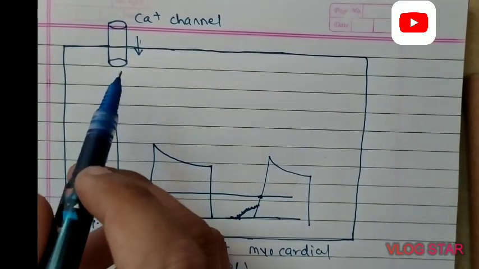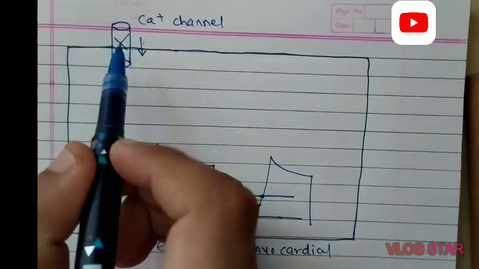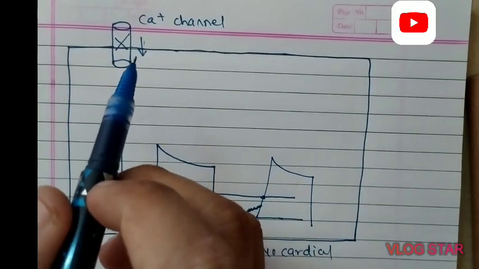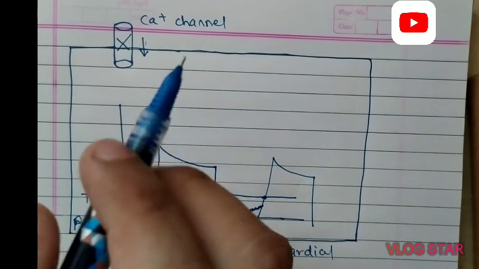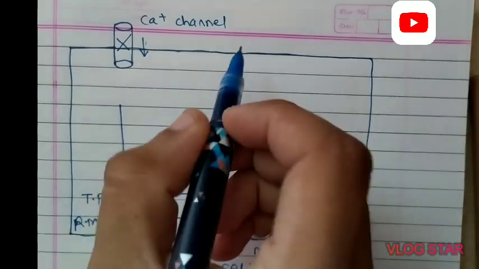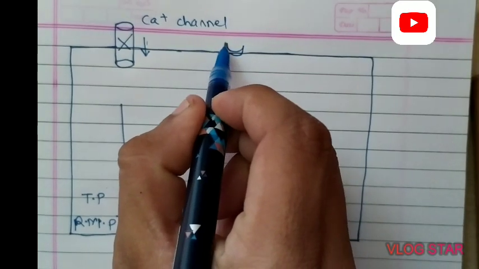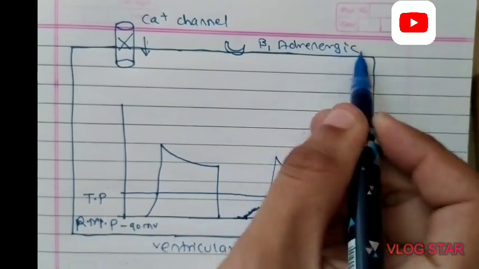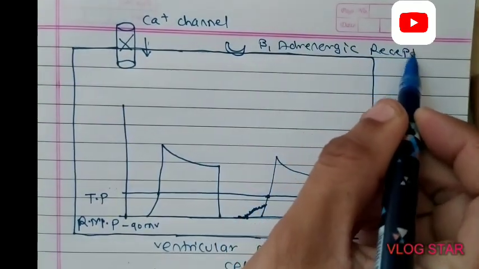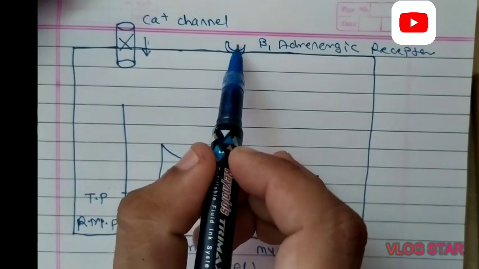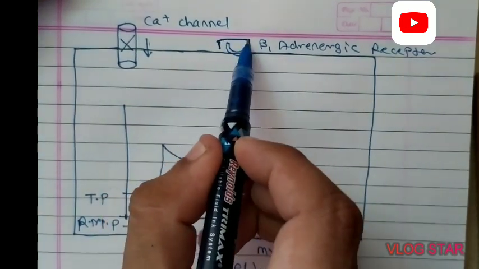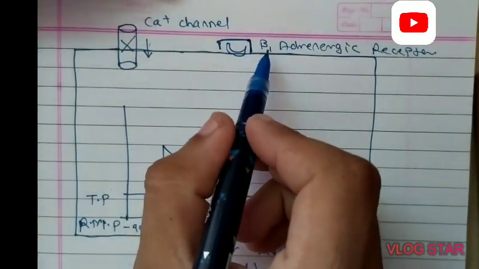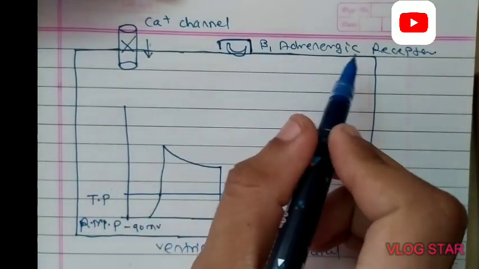Hence there is necessity to block this calcium channel, and this can only happen if we block the beta 1 receptors which are present on the ventricular myocardial cells. Suppose this is the beta 1 adrenergic receptor. Once we block this beta 1 adrenergic receptor, the further cycle gets cut off. Hence there is necessity of blocking this beta 1 adrenergic receptor.